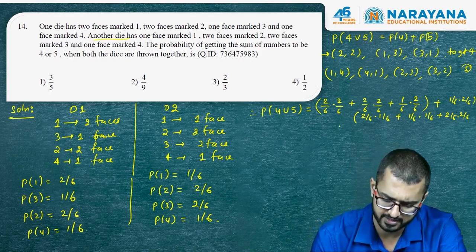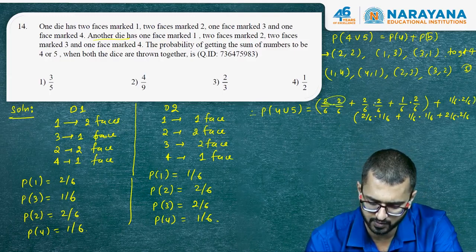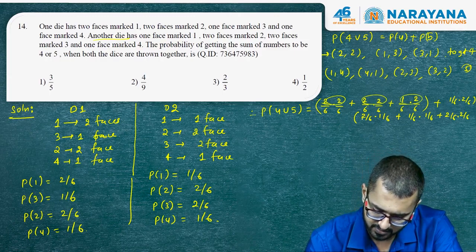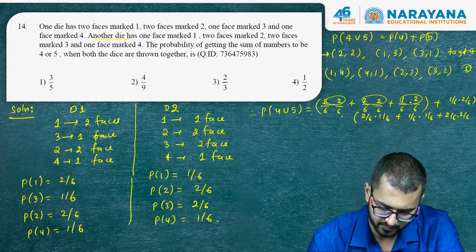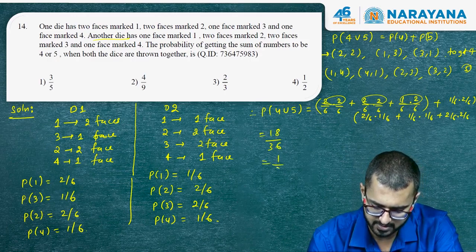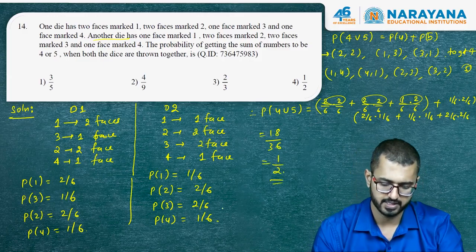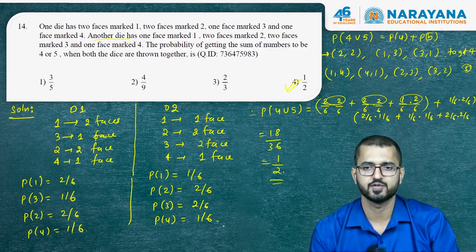So the total addition is the answer. That gives me 2 into 2, 4, plus 4, 8, plus 2, 10, plus 2, 12, plus 4, 16, plus 1, 17, plus 2, 18. So we get here a total of 18 by 36, which will give me half. So here the answer half will be correct. That means option 4 is the correct answer.